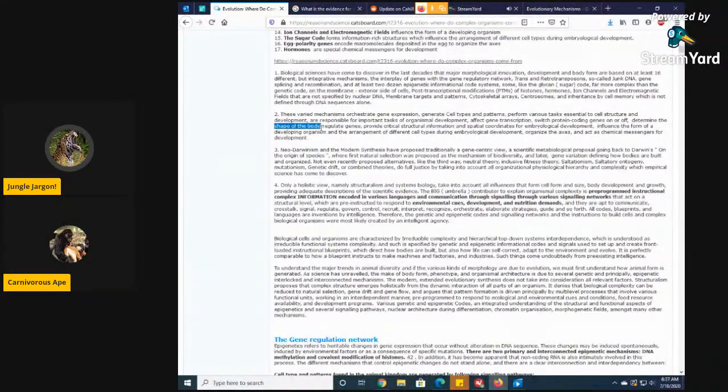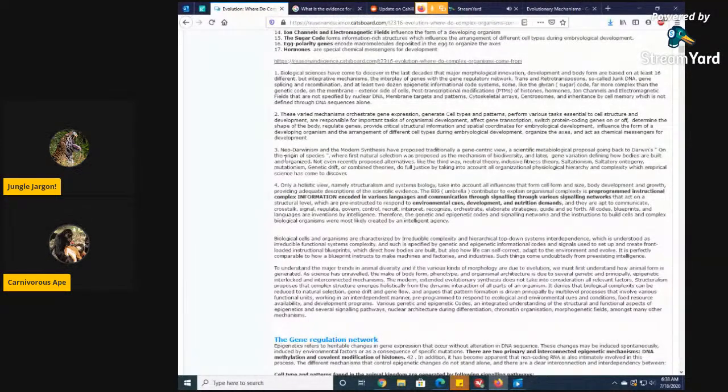This is your webbed feet right here. Determine the shape of the body, regulate genes, provide critical structural information and spatial coordinates for embryological development, influence the form of the developing organism and arrangement of different cell types during embryological development, organize the axis, and act as chemical messengers for development. So there's all kinds of programming and signaling going on, starts and stops, and that's why you get webbed feet.